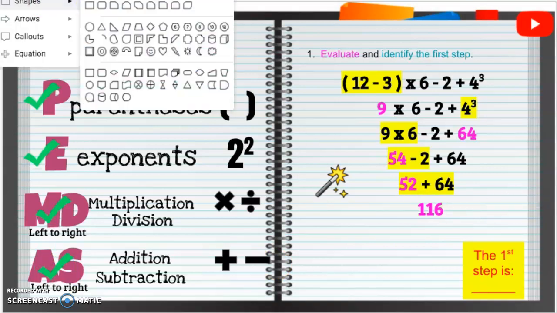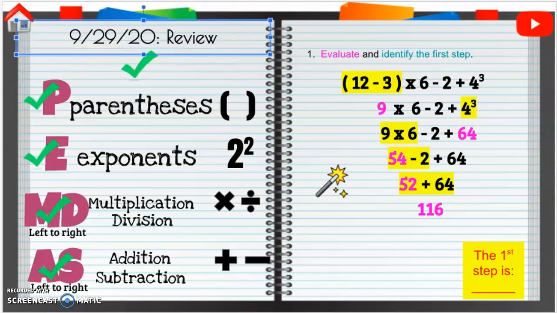You can, if you want to, circle it. You don't have to. But if you would like to, you can. The option is there for you. And that is our answer.